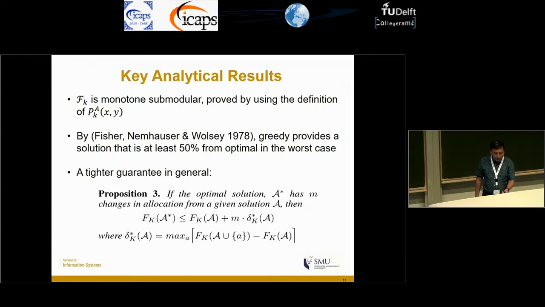Now, what is this? The value of m is really the number of changes between the optimal solution and our solution. So if we have a solution which is not very different from the optimal solution, let's say out of 10 ambulances, only 2 are different, then the value of m is 2.